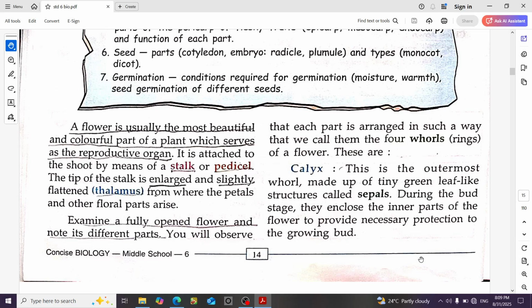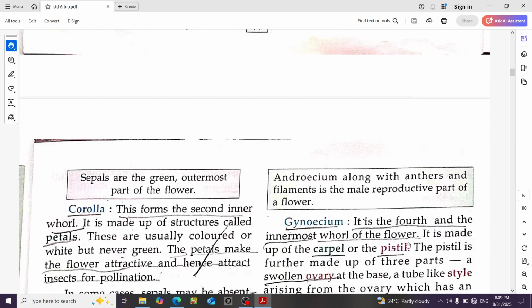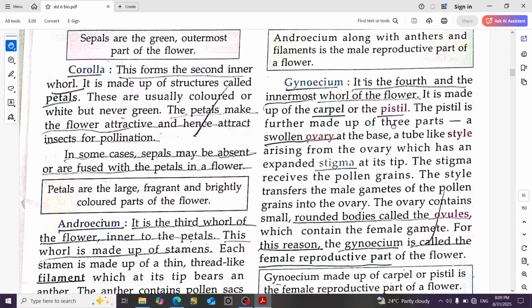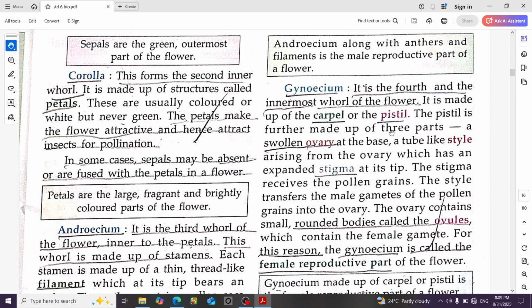So the first part is called the calyx. It is green in color. What is the function? It is for protection of the inner whorls. The second one, as I told you, is the colored one, the corolla. It has individual members called petals. They're very attractive. They attract the insects. Petals are large, fragrant, and brightly colored parts of the flower.